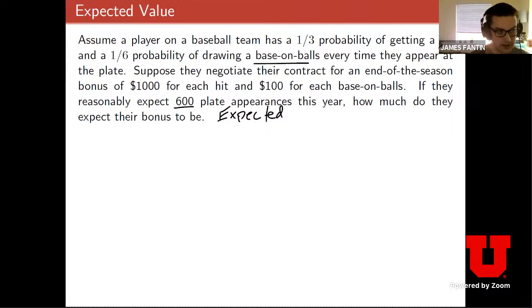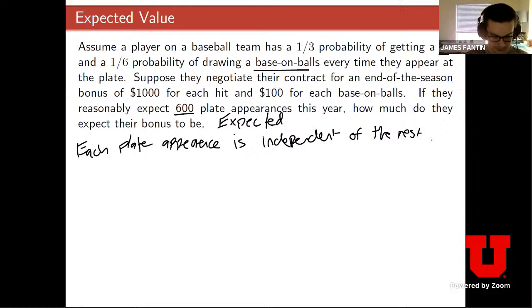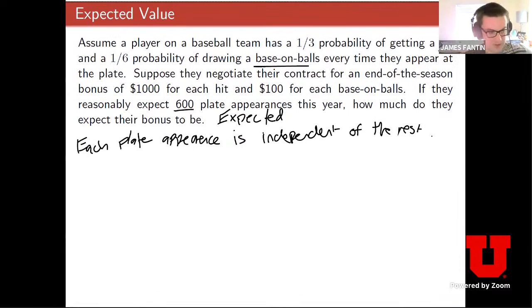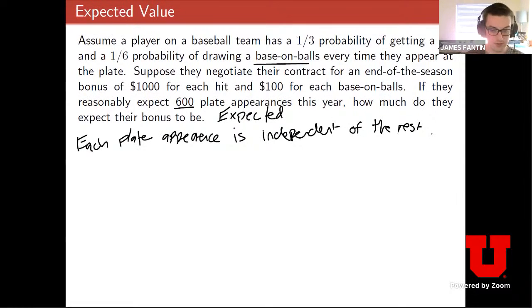The one thing to note here that lets this problem work is that each plate appearance is independent of the rest. If they get a hit on one plate appearance, their probability of getting a hit on the next plate appearance doesn't change. Each time they go up to bat, they still have this constant probability of 1/3 of getting a hit and 1/6 of drawing a base on balls. So everything here is independent of the rest.